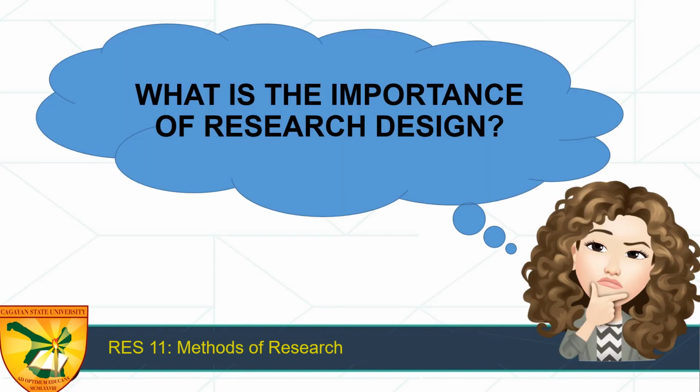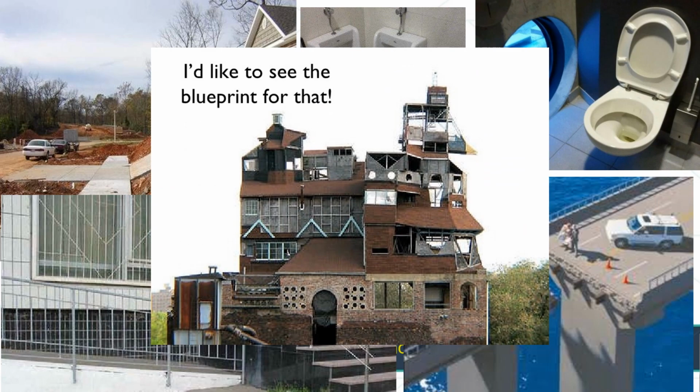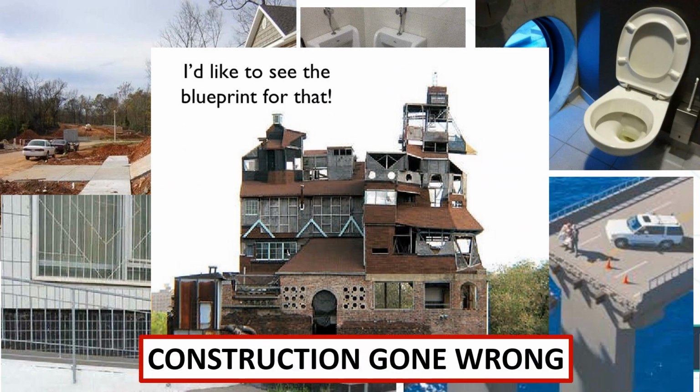What is the importance of research design? So what do you observe from these images? In instances like this, you would utter, I'd like to see the blueprint for that. What could have gone wrong? So these are good examples of construction gone wrong. That is why we need to design first before doing something.